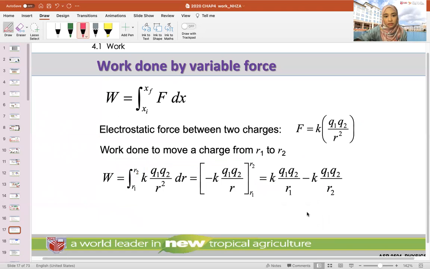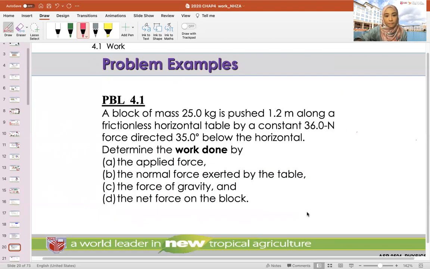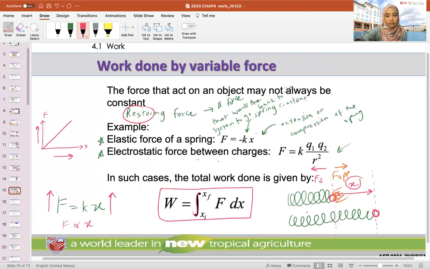Sekejap, sekejap. This is not it. Sekejap.